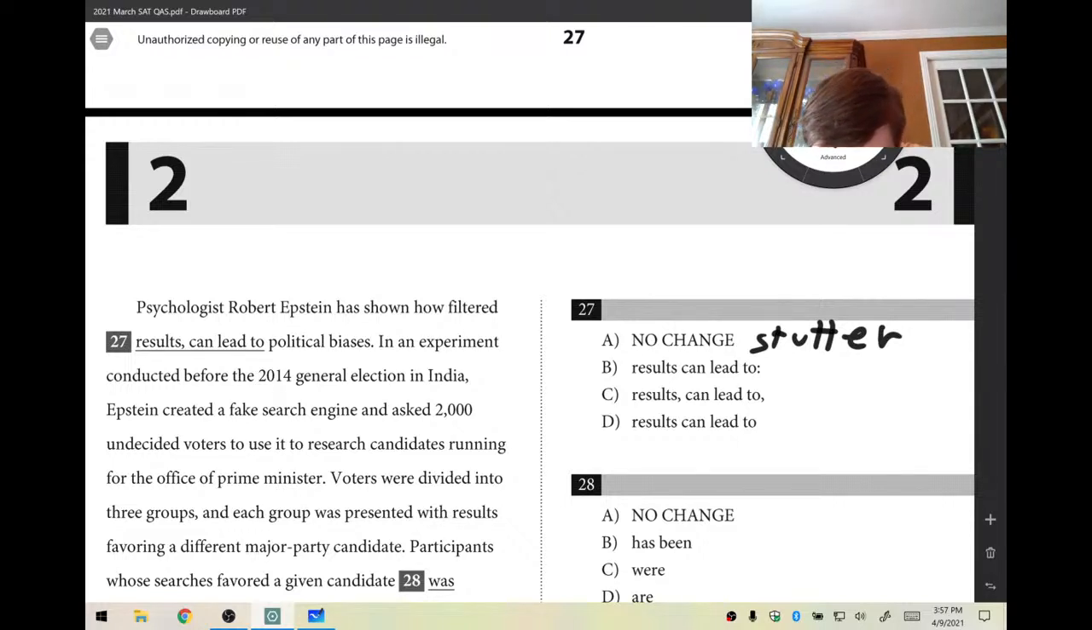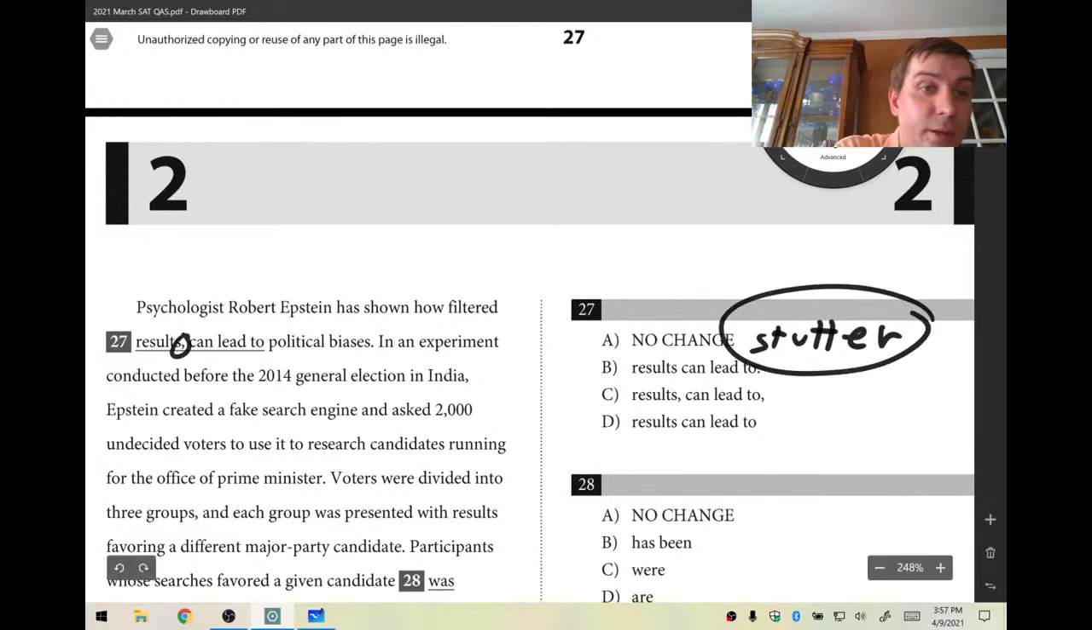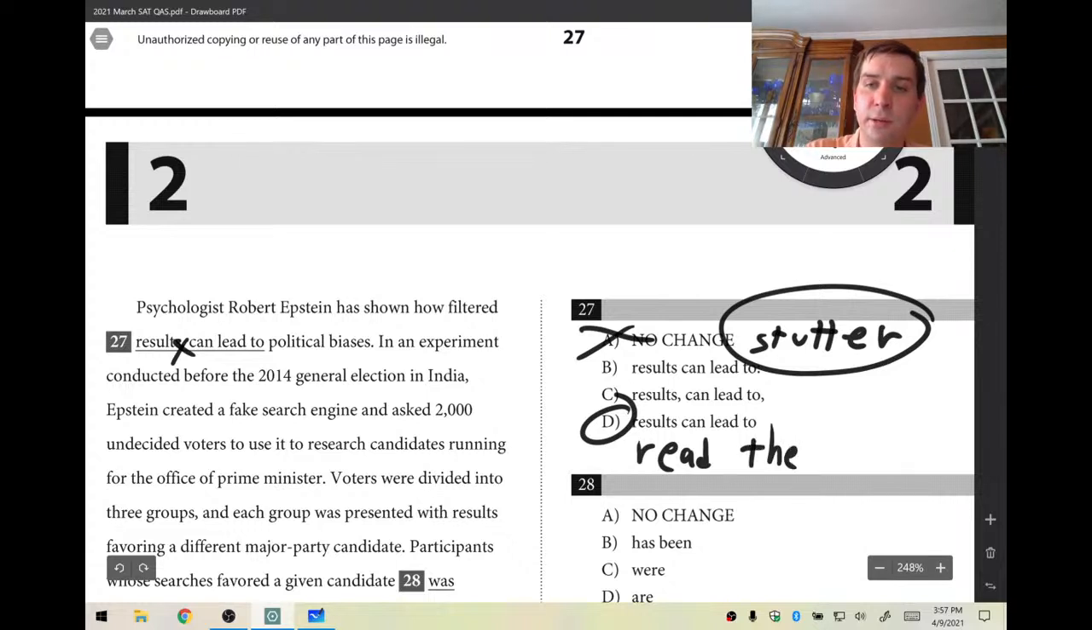Psychologist Robert Epstein has shown how filtered results, comma, can lead to political biases. All right, I read a previous sentence. Sorry, I'm trying to exaggerate this comma here to make the stutter I was talking about. Psychologist Robert Epstein has shown how filtered results can lead to political biases. That's the stutter I was trying to put in there. So putting a pause there would make no sense. This one's just no punctuation. So read the commas. That's all I'm trying to state here. Read them into your sentence.